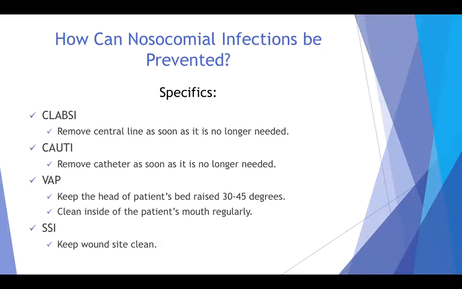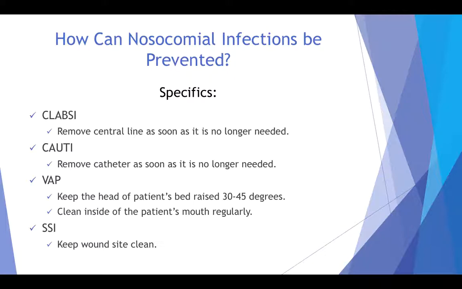For VAP, or ventilator-associated pneumonia, we have a few specifications here. To keep the head of the patient's bed raised 30 to 45 degrees and clean the inside of the patient's mouth regularly. Also, we should clean or replace equipment between the use on different patients, as I have mentioned. And also, as with the other two, we have to take the patient off the ventilator as soon as it is possible, because the longer the invasive device is used, the higher the risk of acquiring the infection.